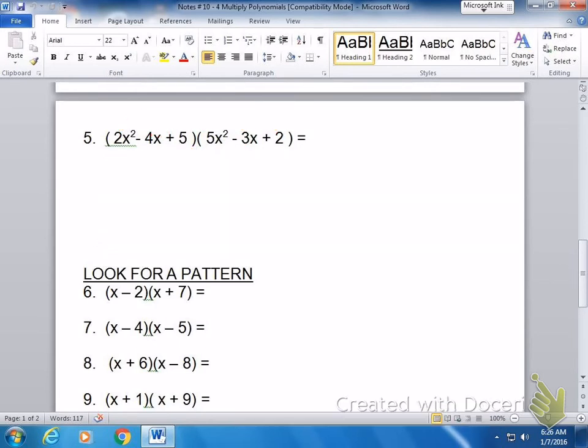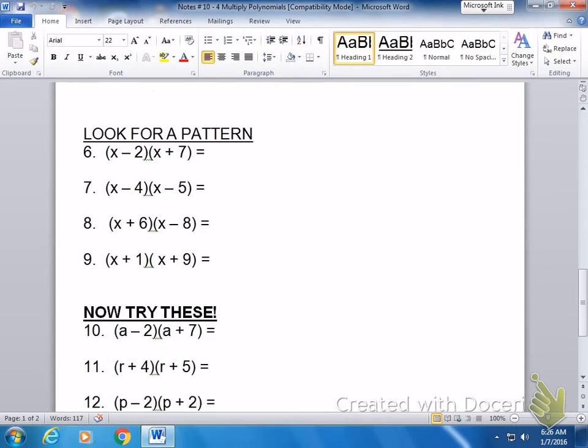Now these are just repeats of what we did in the front. It's kind of like looking for a pattern, okay? If you see the looking for a pattern part, I'll use x's, but look below that, 10 and on, they use different types of variables, but it doesn't matter, guys. Don't let the variable bother you. So I'm going to look at this first one, number 6.